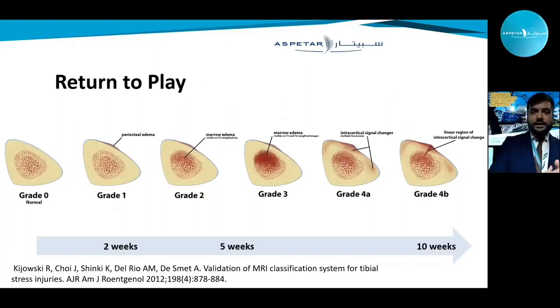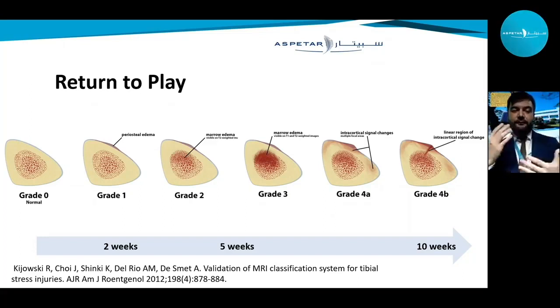Regarding return to play, in this article published by Kajowski, he found a correlation between grade 1 and grade 4B. Cases with grade 4B have about 10 weeks to return to play. Grade 1, just 2 weeks. The other grades, 2, 3, and 4A, had about 5 weeks of return to play.